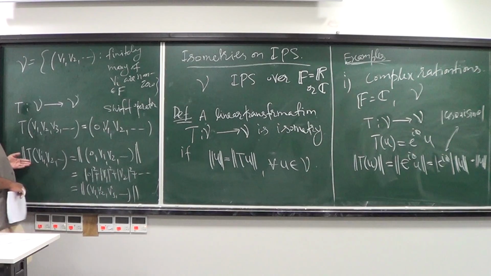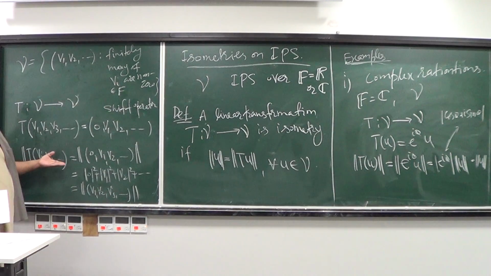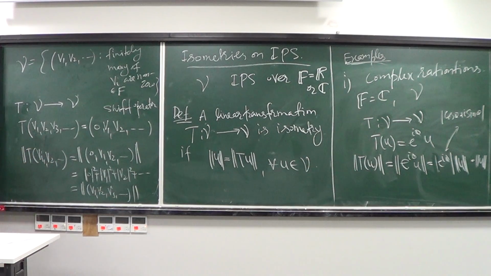So in other words, by doing a shift in a vector, you can also do this, for example, in finite dimension. By doing a shift in a vector, you do not really change the size of that vector. And the shift example becomes an example of an isometry.